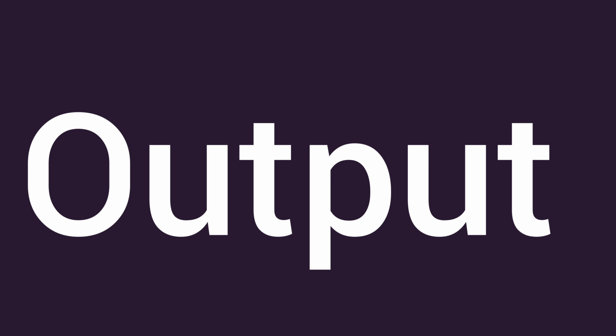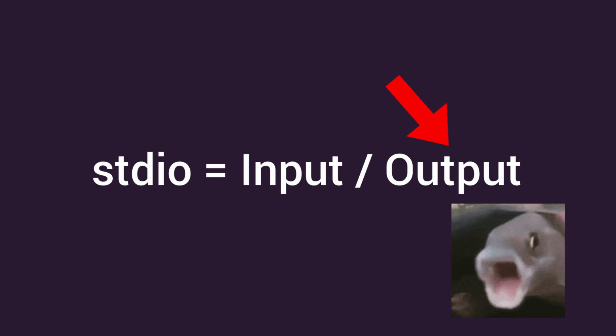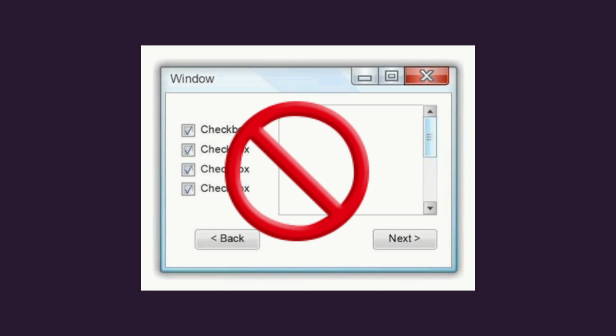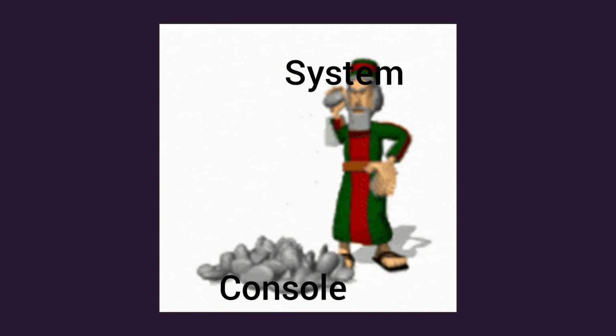Now we need to write something on the screen, and this is called outputting. It is the second part of stdio, which stands for input-output. Our program, by default, runs without any window, so we need something to see what's happening in the code. By default, the system attaches a console window to each program. Outputting means writing something on that console window.